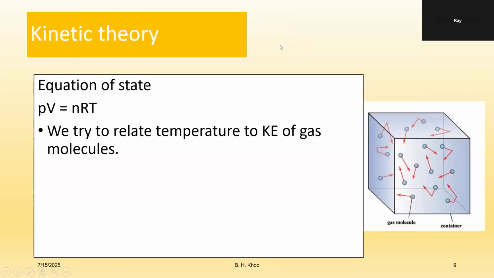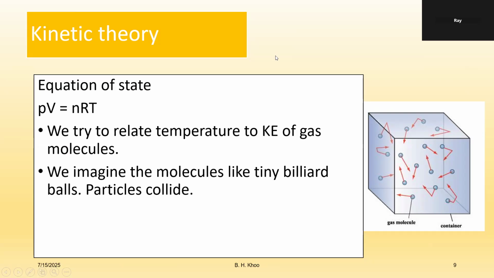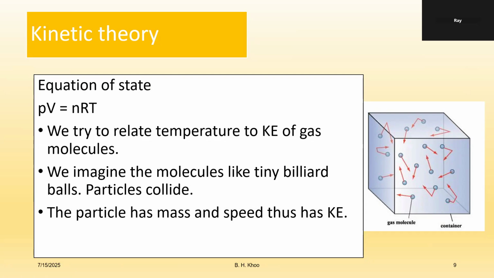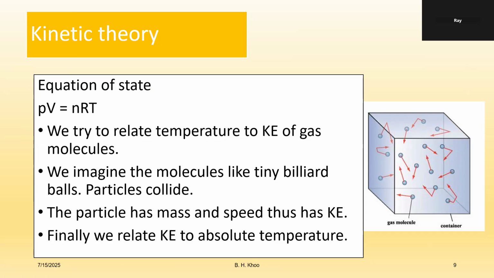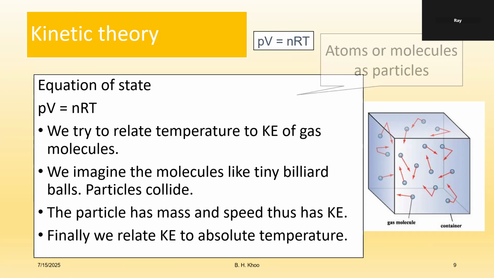We try to relate temperature to kinetic energy of a gas molecule. We imagine molecules like tiny billiard balls. Particles collide. Particle has a mass and speed and thus kinetic energy. Finally, we relate kinetic energy to absolute temperature. That's why we study about kinetic theory. These are the formulas. We treat our atoms and molecules as particles.